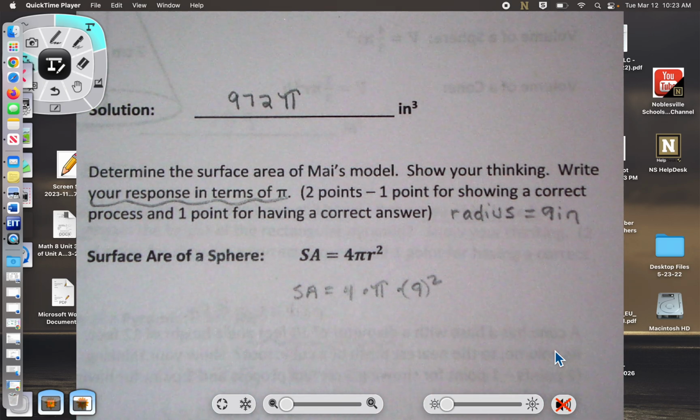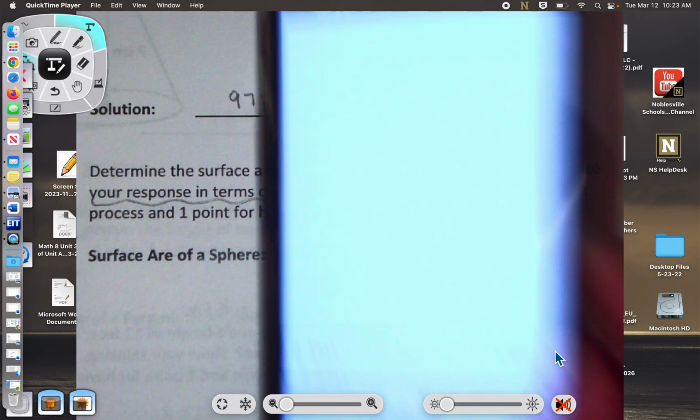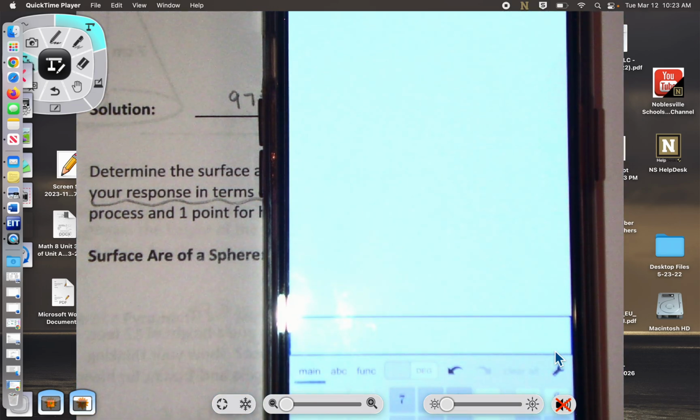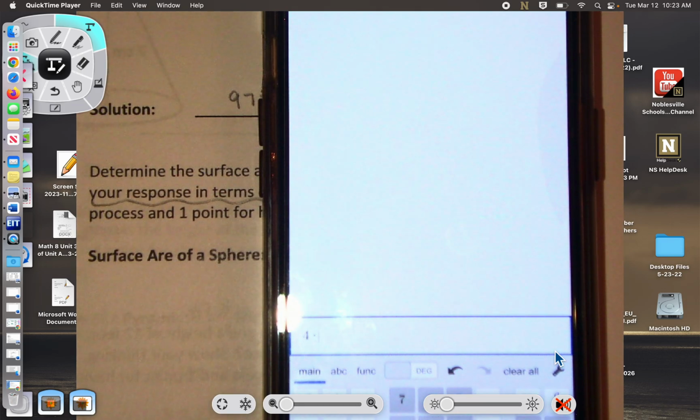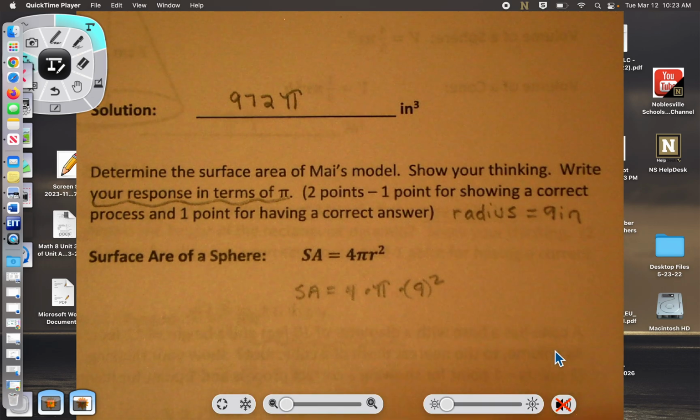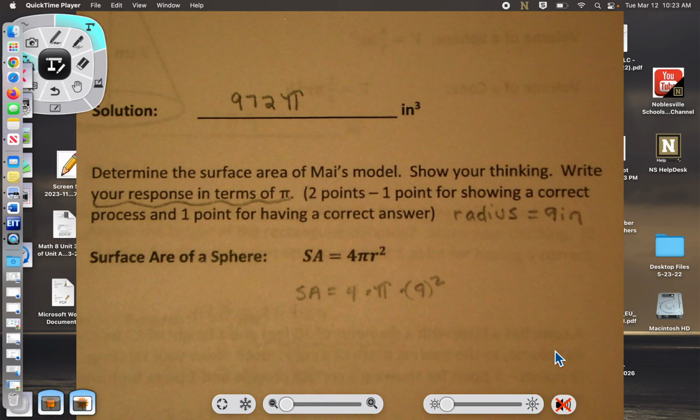And when I put this into my calculator, I'm not going to make the same mistake. I'm going to leave pi out. So 4 times 9 squared, and I get 324. So 324 inches squared.